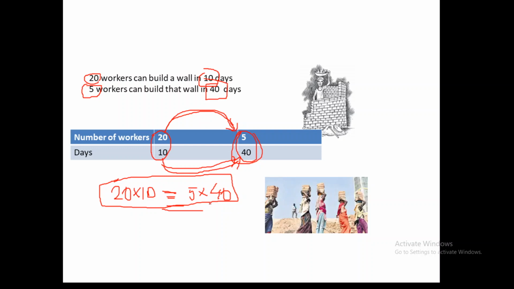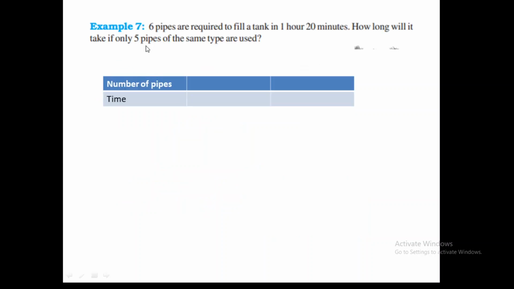Now we go for a question. Look at this question. 6 pipes are required to fill a tank in 1 hour 20 minutes. How long will it take if 5 pipes of the same type are used? So we have 6 pipes. If there are 6 pipes, it will take 1 hour 20 minutes to fill a tank. If we use 5 pipes to fill the same tank, how long will it take?